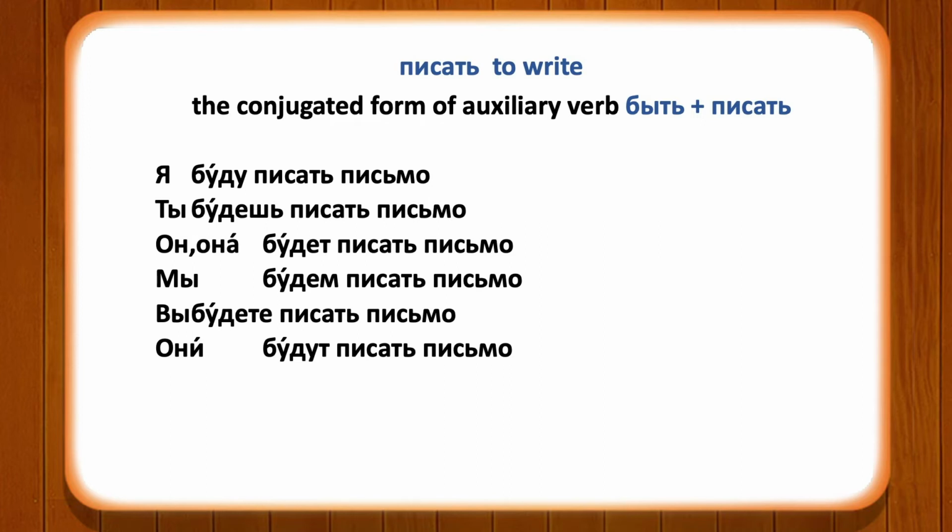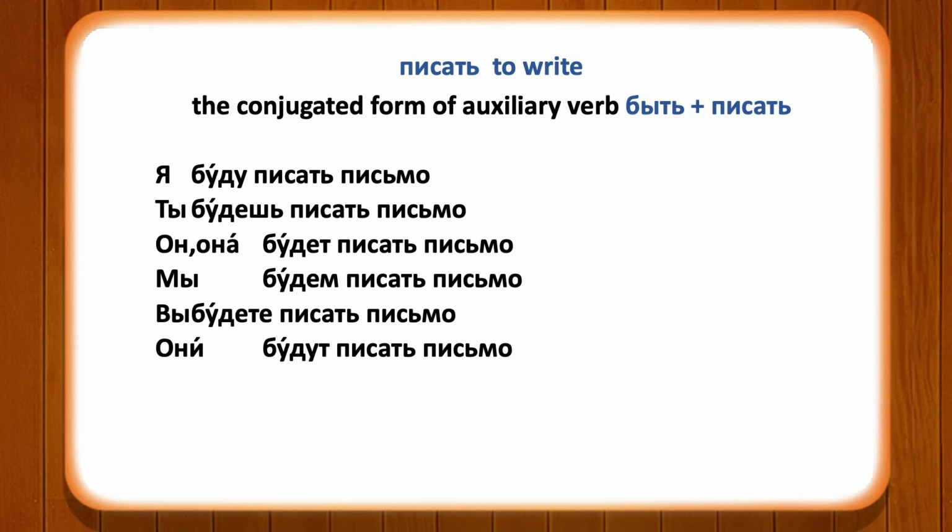You will be writing a letter or you will write a letter will be ты будешь писать письмо. Он будет писать письмо. It means he will be writing a letter or he will write a letter. Она будет писать письмо. It means she will be writing a letter or she will write a letter. Мы будем писать письмо. We will be writing a letter or we will write a letter. Вы будете писать письмо. You will be writing a letter or you will write a letter. Они будут писать письмо. It means they will be writing a letter or they will write a letter.